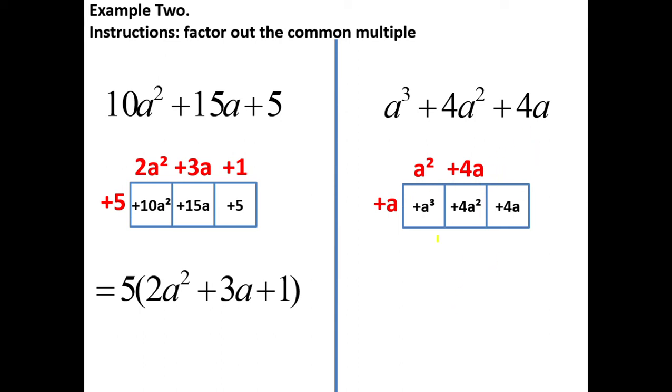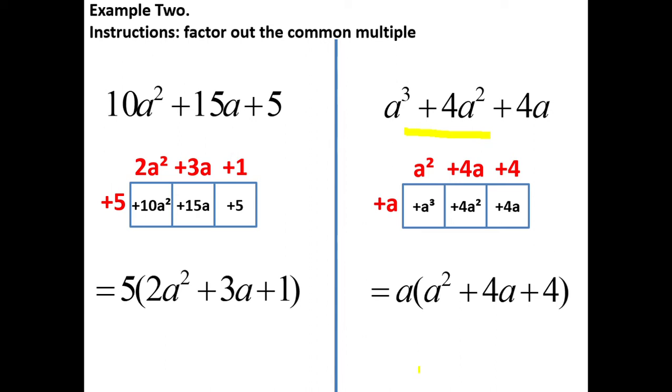Okay, let's get the last one. A times what gives you 4a? Well, 4. 4 times a gives you 4a. So we took our original polynomial here, and we factored it into a times the parentheses, a times these items here inside the parentheses.